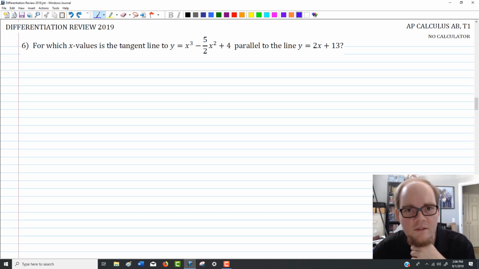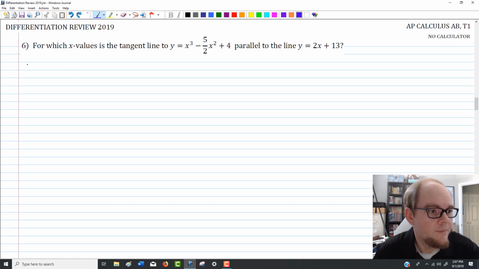Okay, the next question, 6. Like I tried to mix in a little bit of problem-solving kind of stuff to kind of keep you on your toes and keep you interpreting and using the derivative to answer some different style questions. I think this one fits in a little bit. For question number 6, it asks us for which x values is the tangent line to x cubed minus 5/2 x squared plus 4 parallel to the line y equals 2x plus 13.